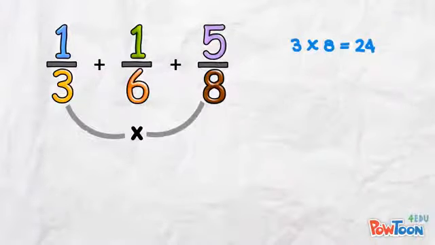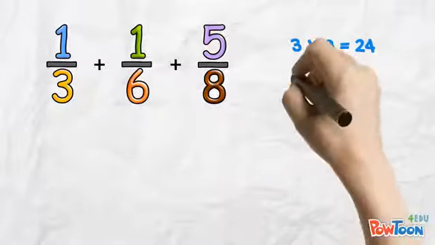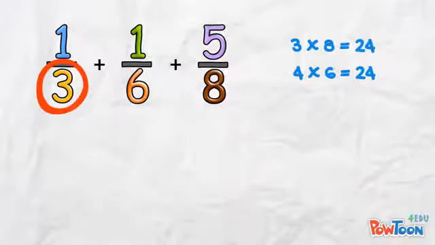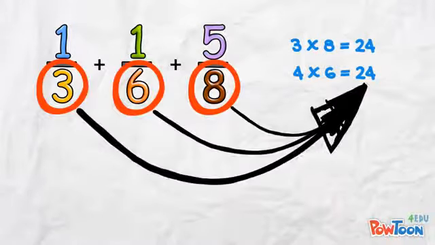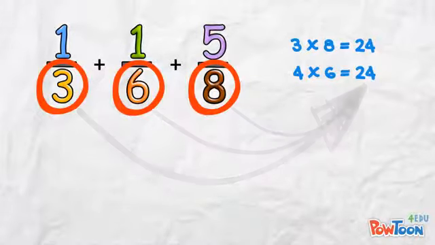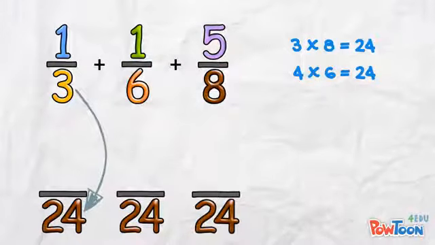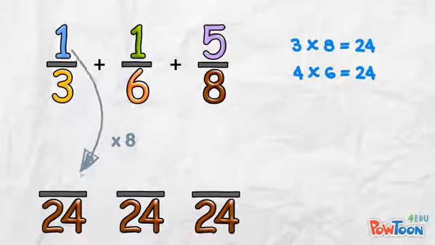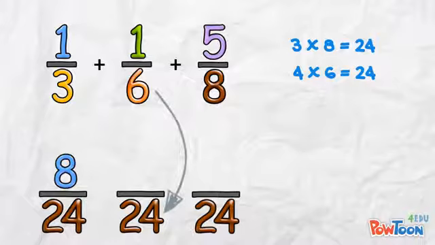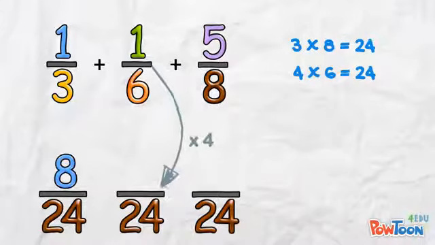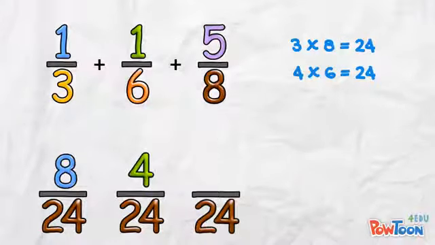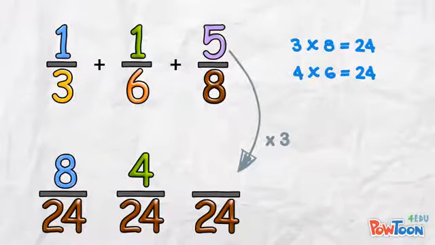3 times 8 is 24. 24 is in the 6 times table. 3, 6 and 8 are all factors of 24, so 24 is the lowest common denominator. To turn 3 into 24, we multiply by 8, so do the same to the numerator. To turn 6 into 24, we multiply by 4, do the same up top. And to turn 8 into 24, we multiply by 3. So 5 times 3 is 15.